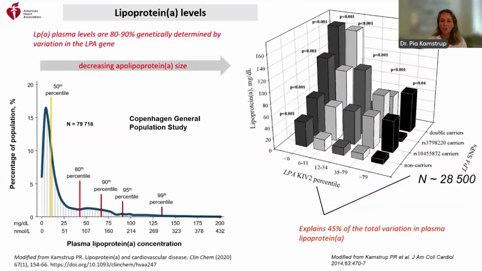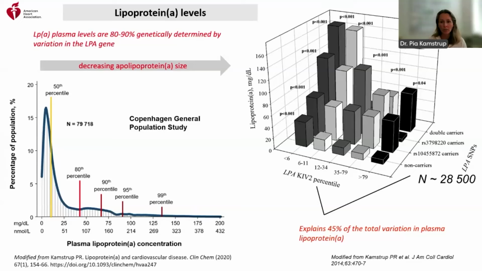Now, in addition to the LPA kringle 4 type 2 copy number variation determining apo(a) isoform size, a number of single nucleotide polymorphisms or SNPs in the LPA gene, some partly tracking the copy number variant, are also strongly associated with plasma Lp(a) levels. On the right, Lp(a) plasma levels are shown as a function of the number of kringle 4 type 2 repeats in percentiles, and additionally stratified by carrier status for 2 common LPA SNPs.